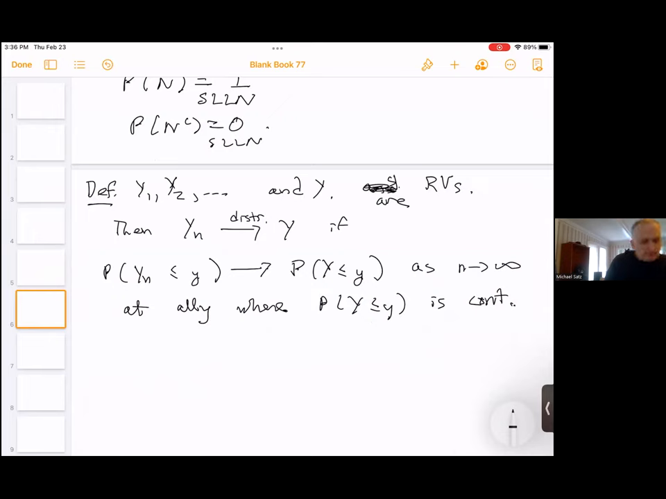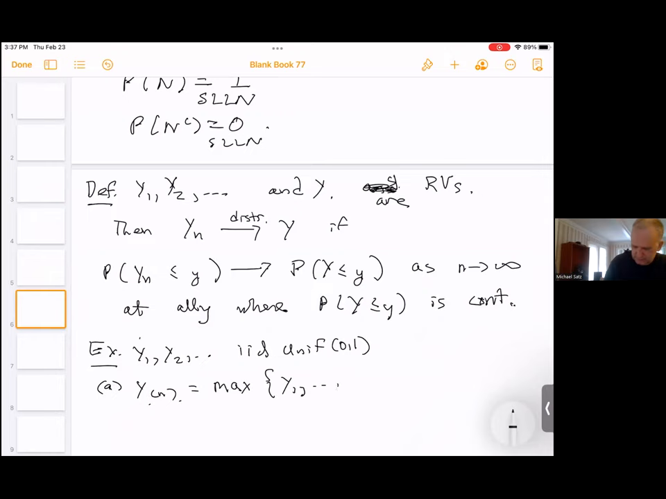So let's just do an example. This is going to go a little faster. Suppose Y1, Y2, ... are IID uniform 0, 1. A: I'm going to call it Yn, the nth order statistic, but really it means the max of the first n. Usually this means the nth order statistic in a sample, but we're going to make this be the largest of the first n. It's consistent with that definition too. So it's the max of the first n Y's.